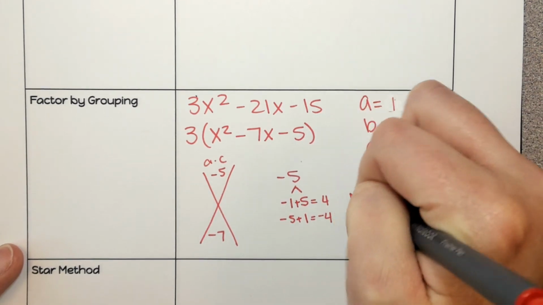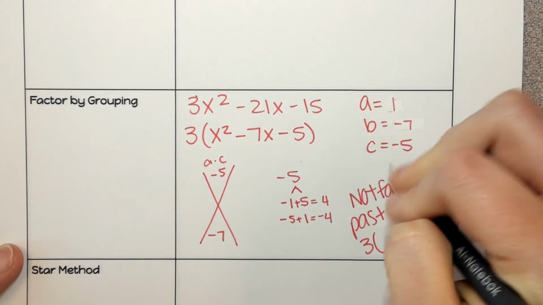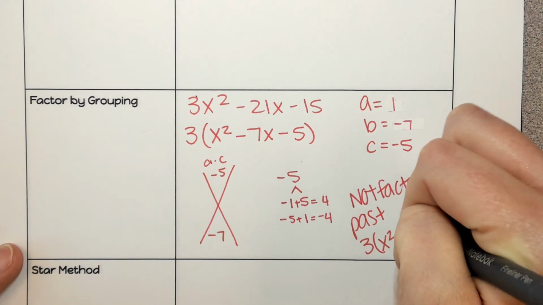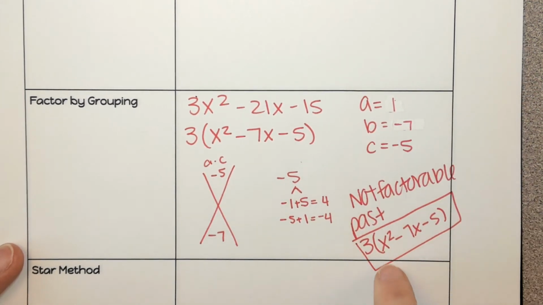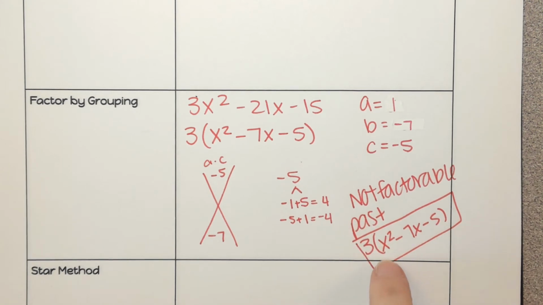Past 3 times the quantity, x squared minus 7x minus 5. So this is all you could do. You would have to leave it as just factoring out the GCF. And you might have a problem like that. And if you do, it's okay.